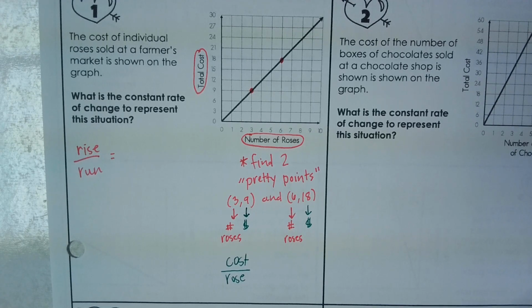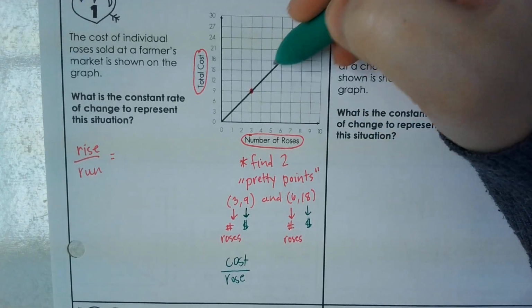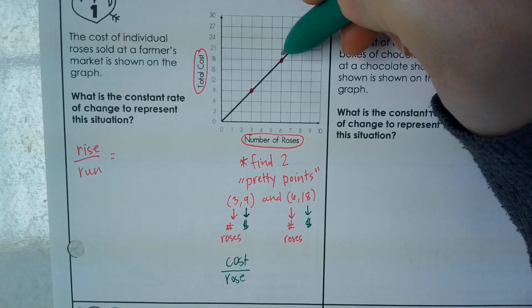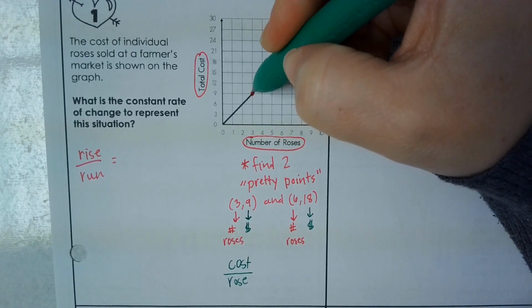Can I see it later if I want to? Yes, absolutely. I'll do another one on the same line so you can see that it simplifies to be the same thing. So let's go ahead and do rise over run between these 2 pretty points, and then I'll do another set of pretty points, and you'll see how it simplifies. Good question. Good point. All right, so we start with Romeo down here.